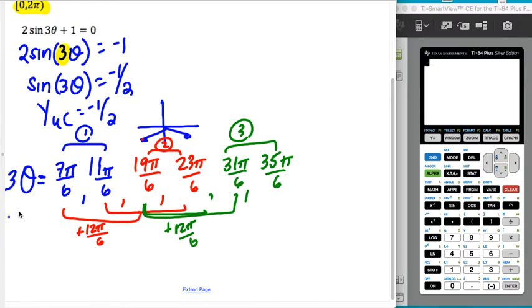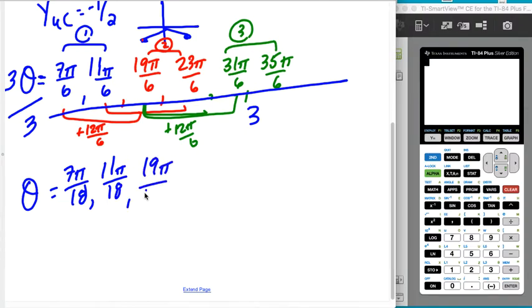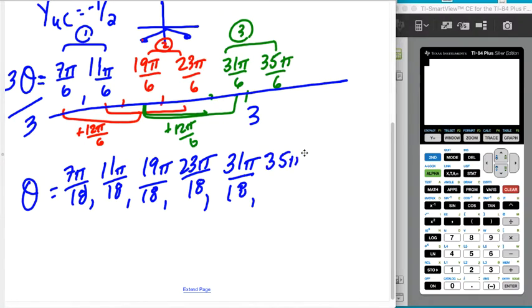Well, because now I still have to solve for theta, so I'm going to divide literally all of these by 3. And what's going to happen is I'm going to get that the answer is theta equals 7 pi over 18, because a 6 divided by 3 would be 1/18, an 11 pi over 18, a 19 pi over 18, a 23 pi over 18, a 31 pi over 18, and a 35 pi over 18.